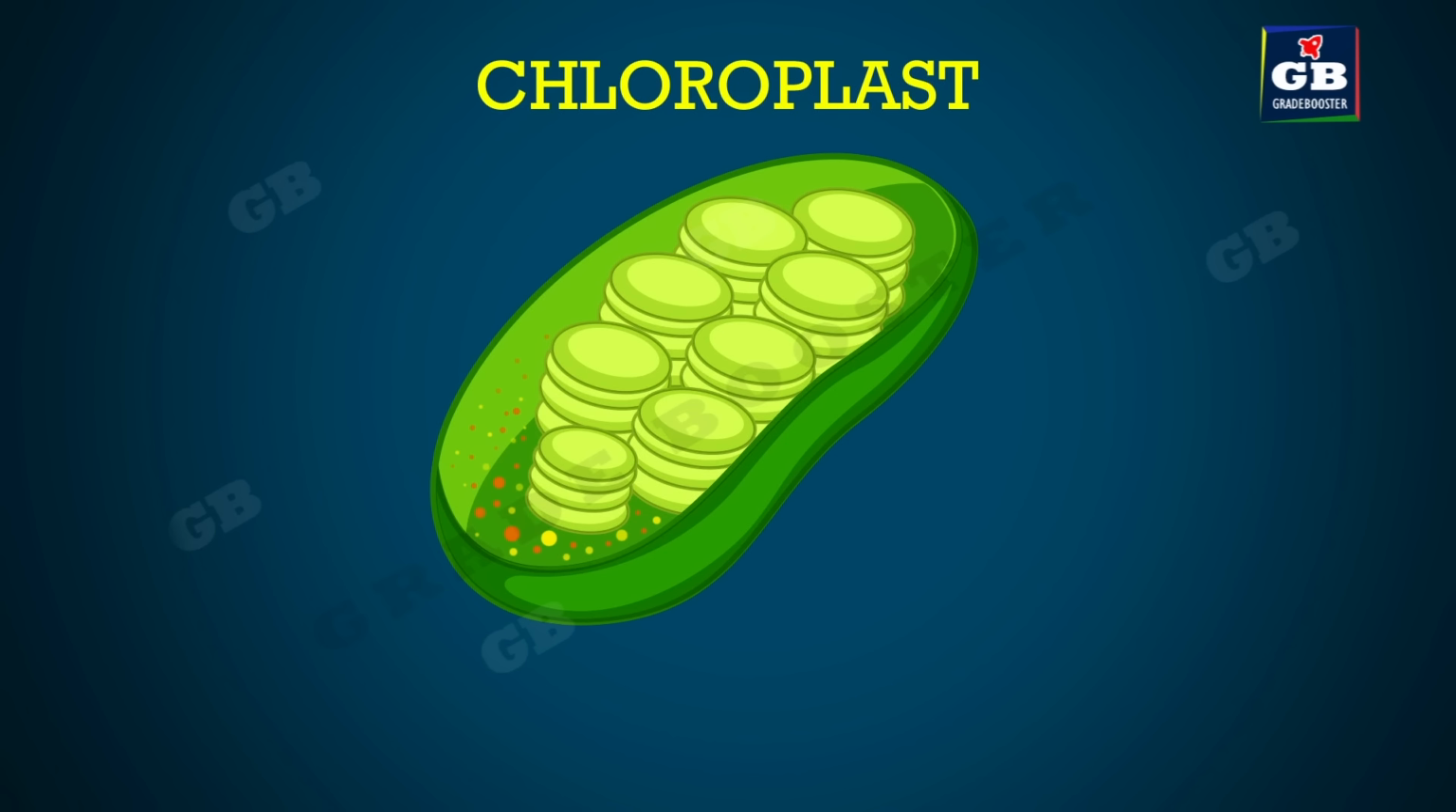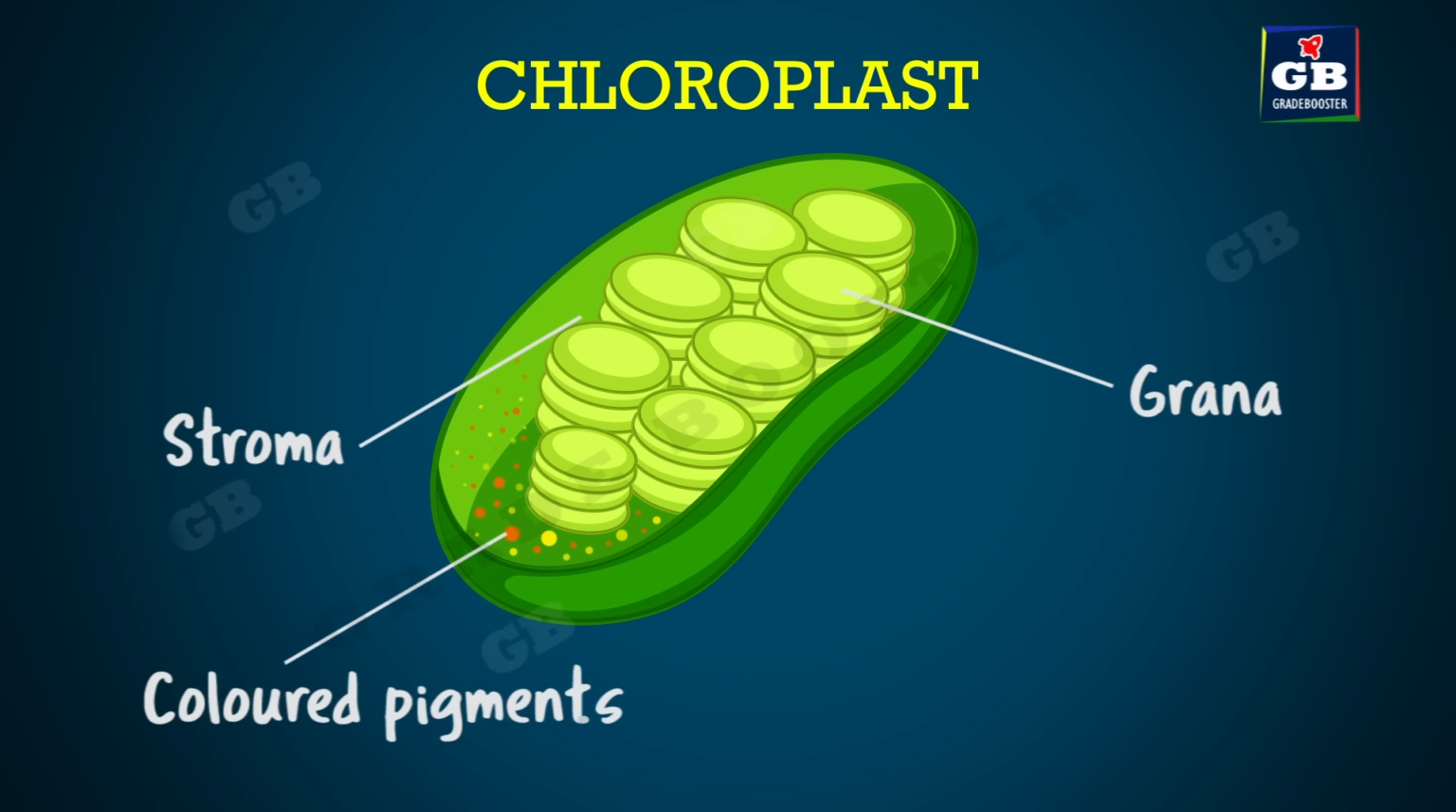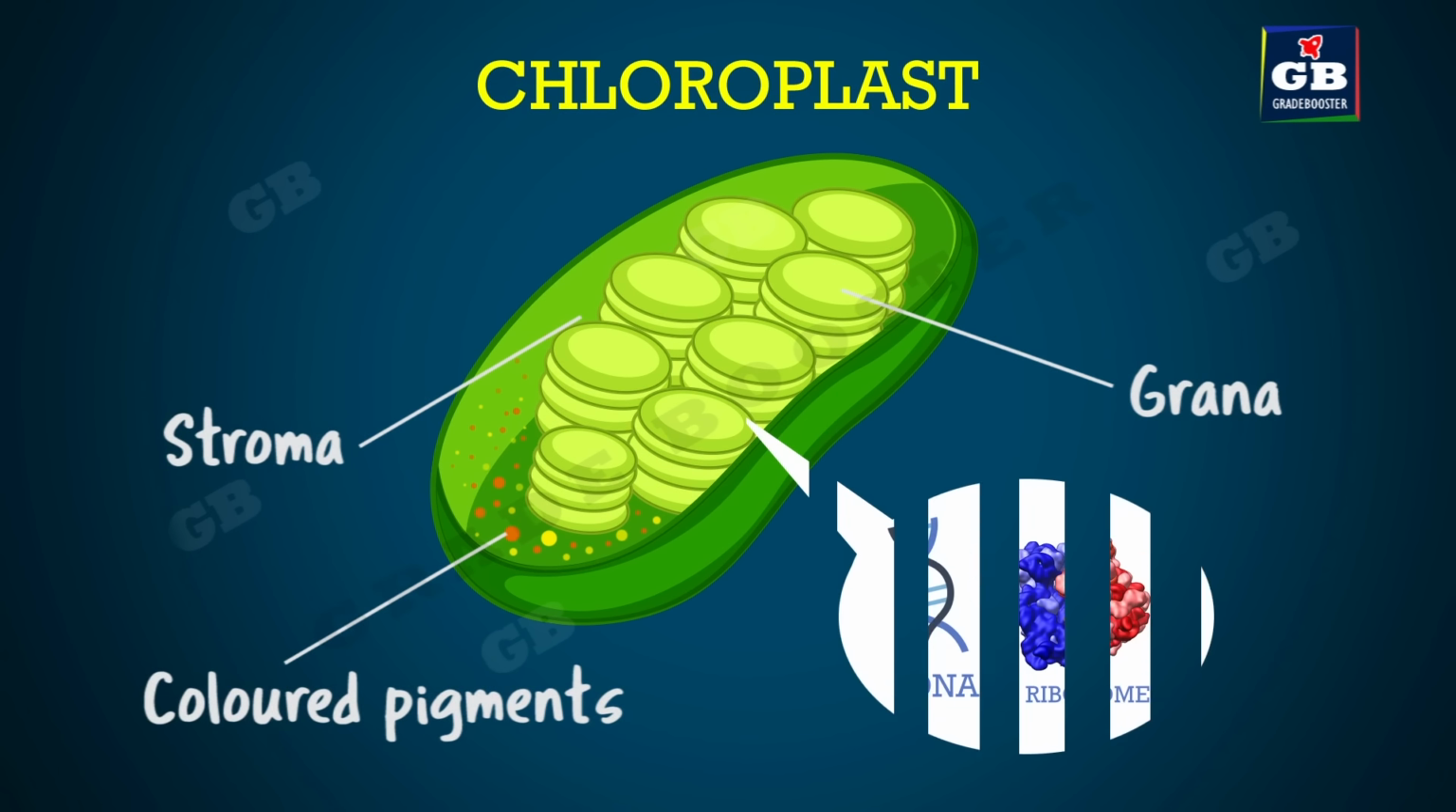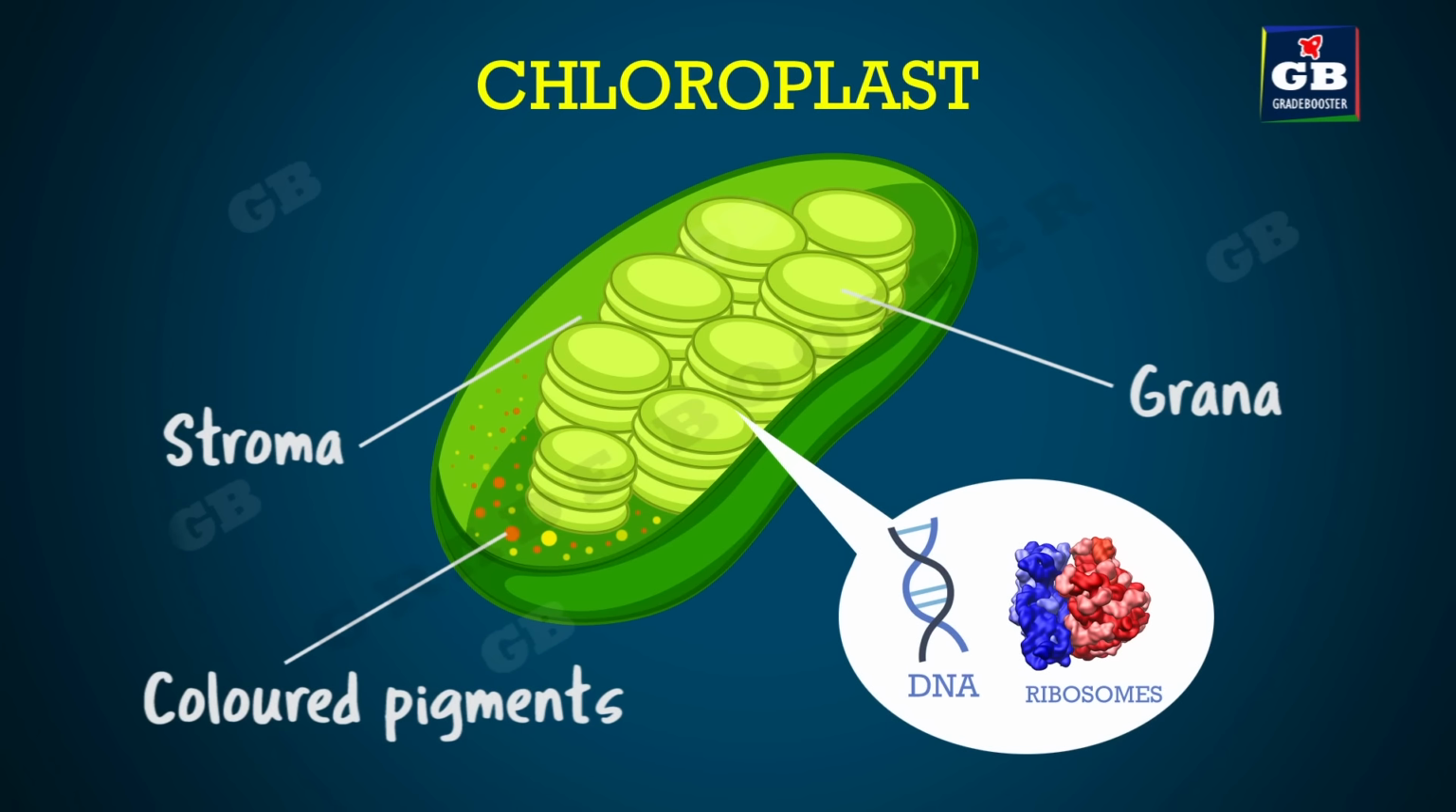If we observe the internal organization of a chloroplast, the innermost membrane is folded and arranged in stacks called grana. The space between the grana is filled by stroma. Just like mitochondria, plastids also have their own DNA and ribosomes and can make their own proteins.